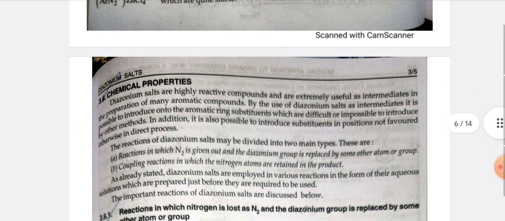Chemical properties. Diazonium salts are highly reactive compounds and are extremely useful as intermediates in the preparation of many aromatic compounds. By the use of diazonium salt as intermediate, it is possible to introduce onto the aromatic ring substituents which are difficult or impossible to introduce by other methods. In addition, it is also possible to introduce substituents in positions not favored otherwise in direct processes.